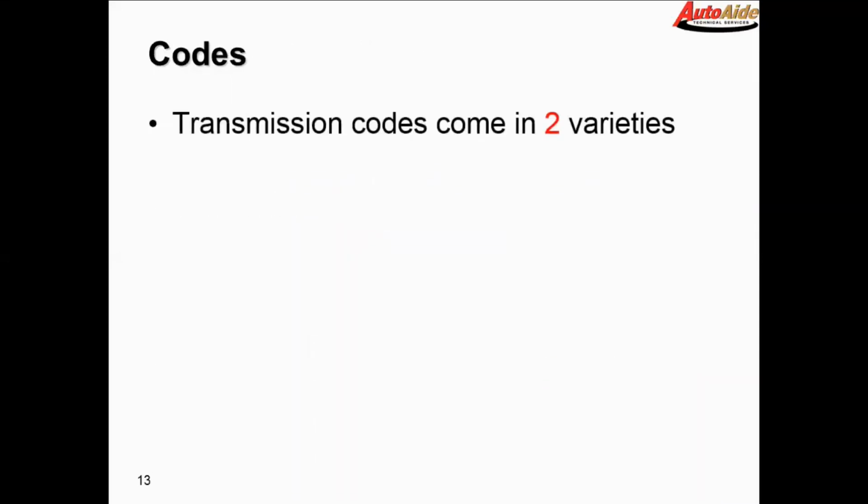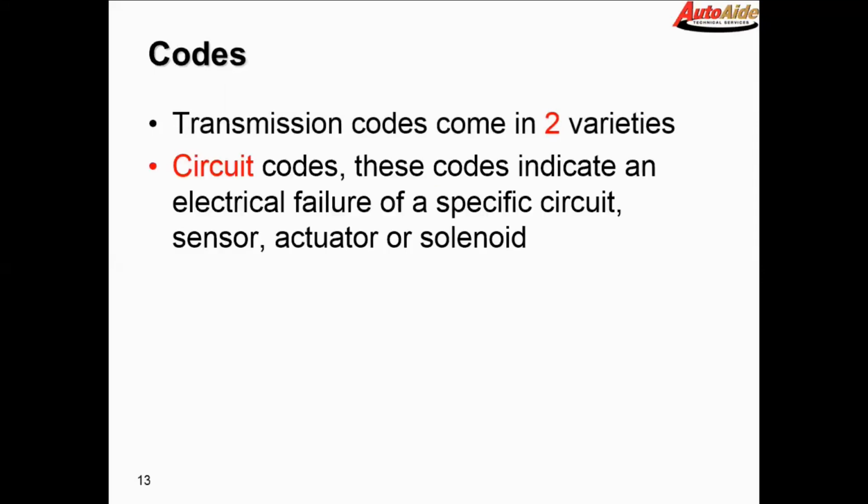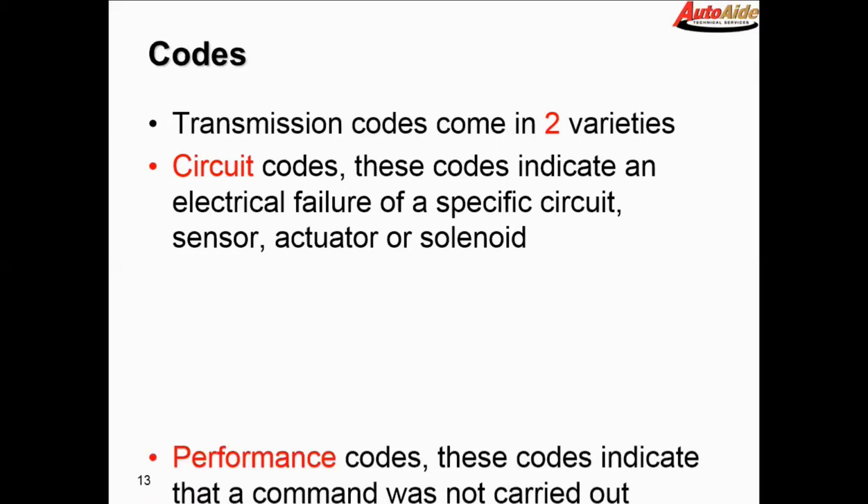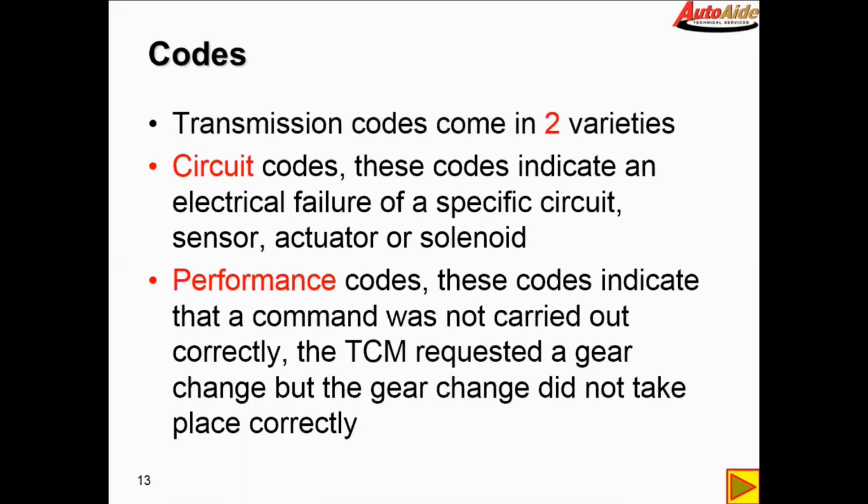Next, we're going to take a whack at codes here. Codes come in two varieties: circuit codes, which indicate an electrical failure of a specific circuit, sensor, actuator, or solenoid, and they're generally pretty straightforward. The other side of the coin is performance codes. Performance codes are pretty open-ended in that they indicate that a command was given but not carried out.